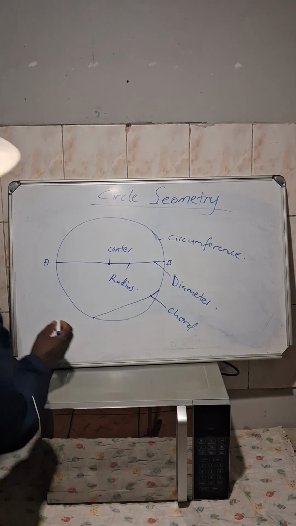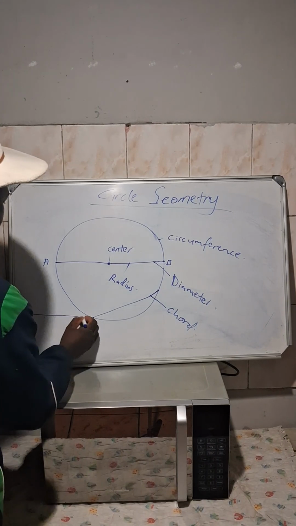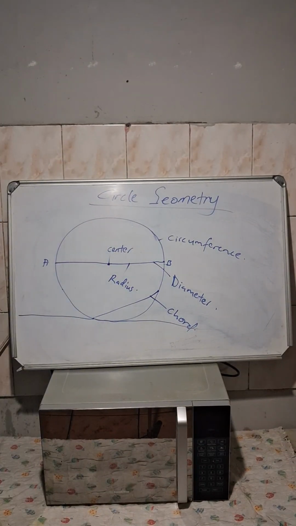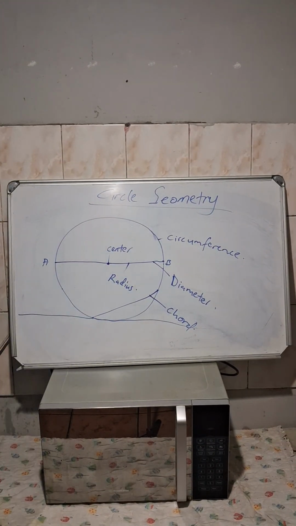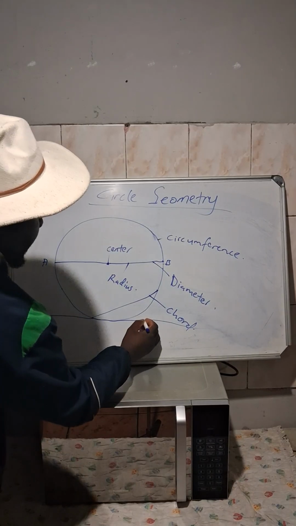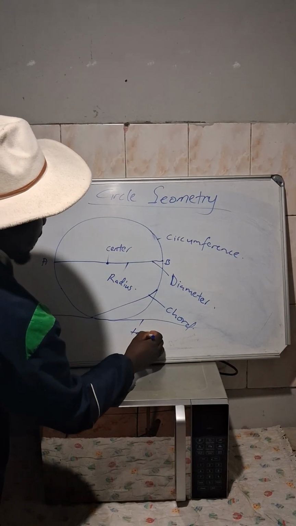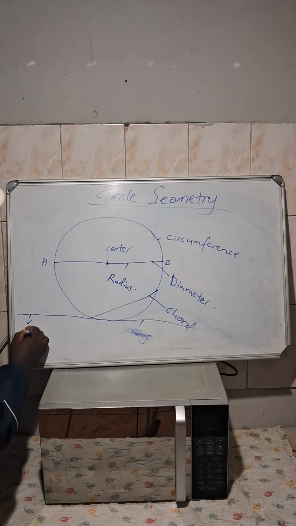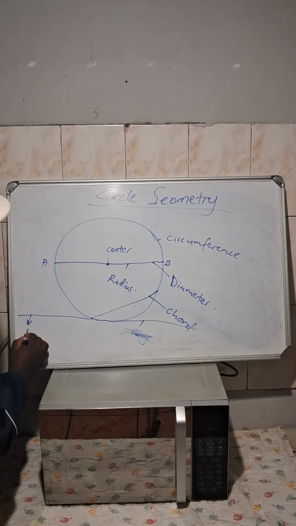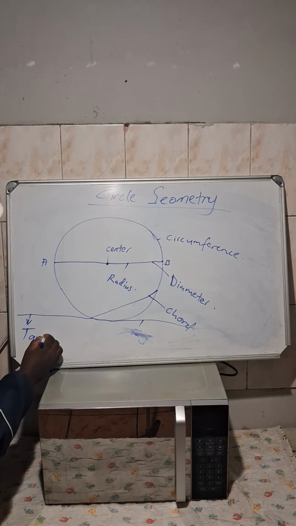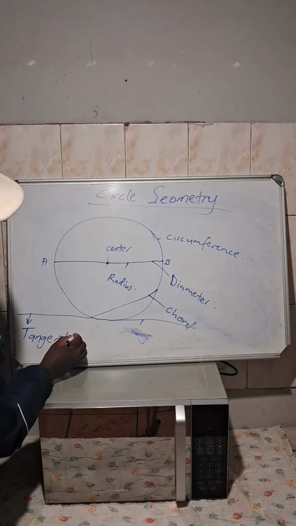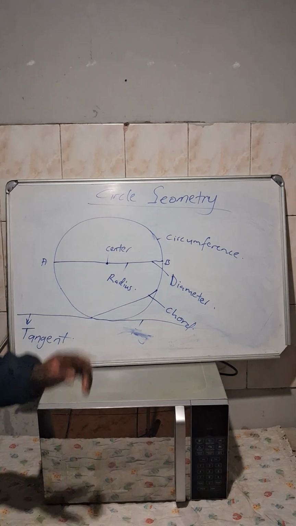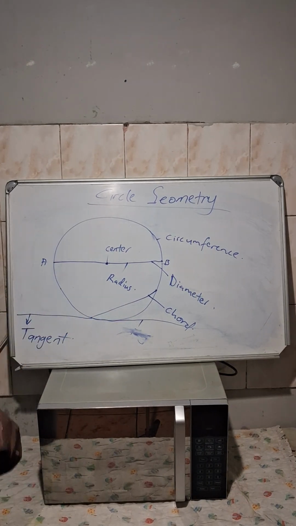We have another line. This is a straight line. This straight line only touches the circumference. So we call it a tangent. Let me write in bold letters. We call it a tangent because it only touches the circumference. That's why we call it a tangent, right?